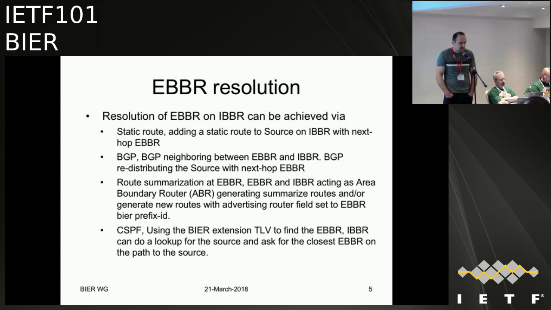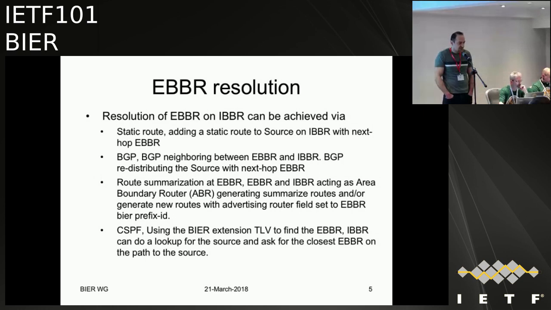The third is that some operators have an ASBR or an ABR, and these routers summarize the route. We can use the field in the summarization route, which is the source IP, to figure out where the egress BIER boundary router is. So in short, what we are saying here is that the ABR is the egress BIER boundary router that did the summarization of the route.